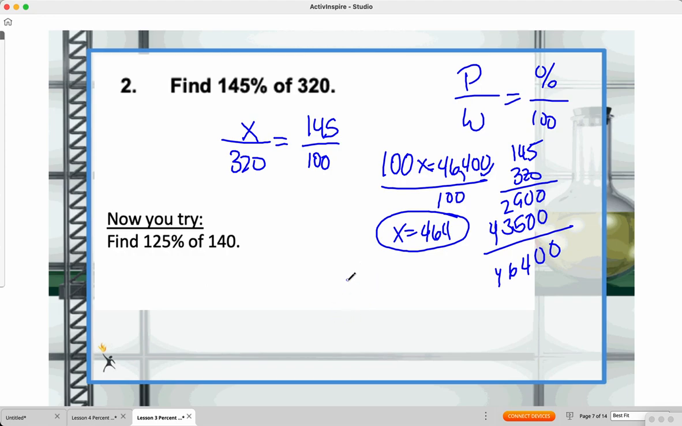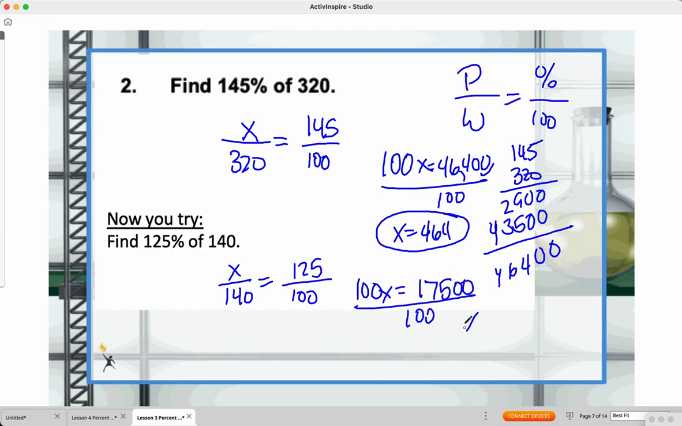All right, so our setup is x over 140 equals 125 over 100. Then we're going to cross multiply, 100x, and that gives me 17,500. Divide by 100. X is going to equal 175.